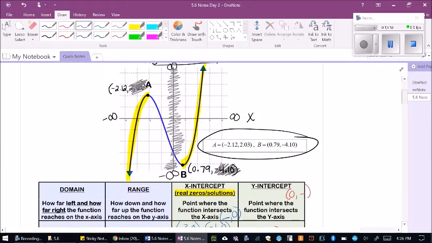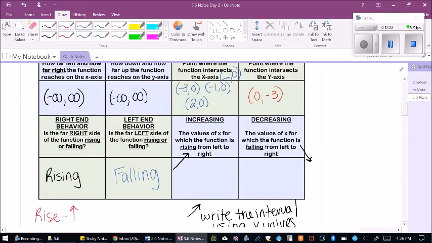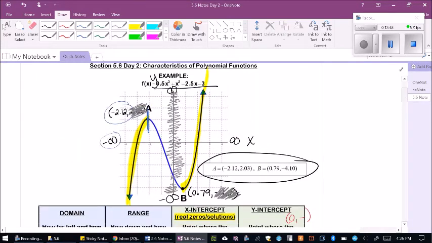And so we're going to read what the interval would be. I'm going from negative infinity, because I'm looking at the x values, all the way until this point A. That was where I highlighted, what was yellow. And so that would be negative 2.12. So I'm going from negative infinity to negative 2.12. But I have another interval there, and so I'm skipping that piece from A to B.